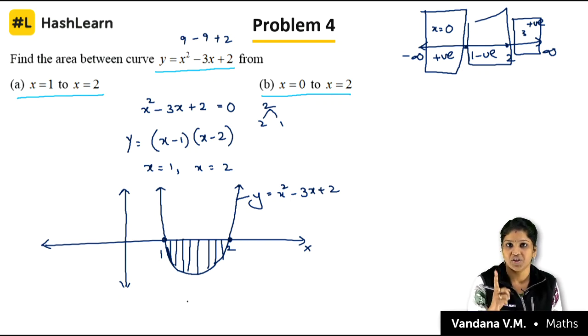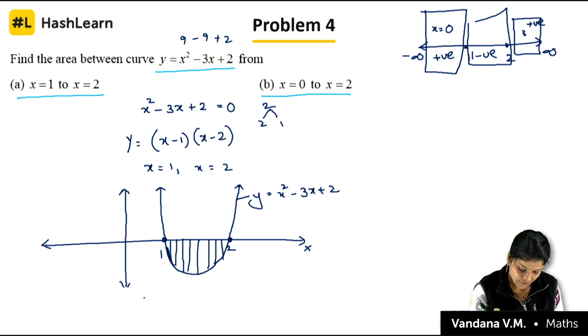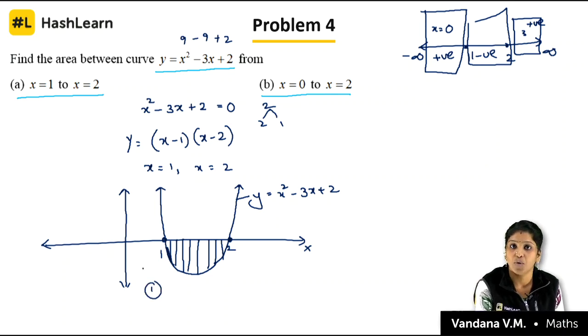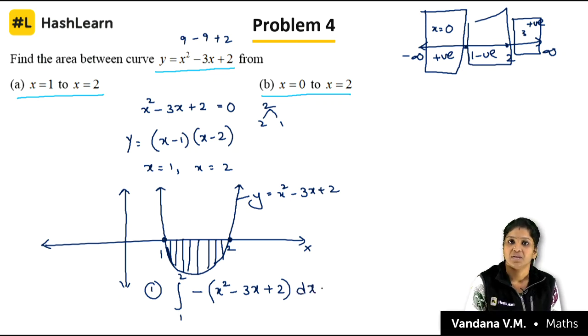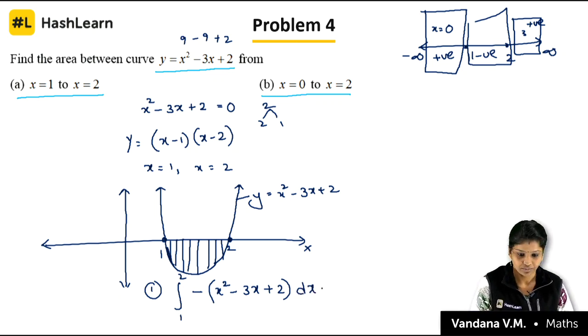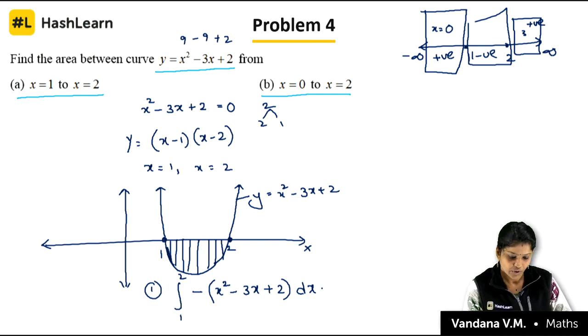Now the first question I am going to answer, that is integral 1 to 2, I have to find out integral 1 to 2. But between 1 and 2, what is the nature of the graph? It is negative. So, I am going to take it as minus of x square minus 3x plus 2 into dx. Solve this. From 1 to 2, it is 2.